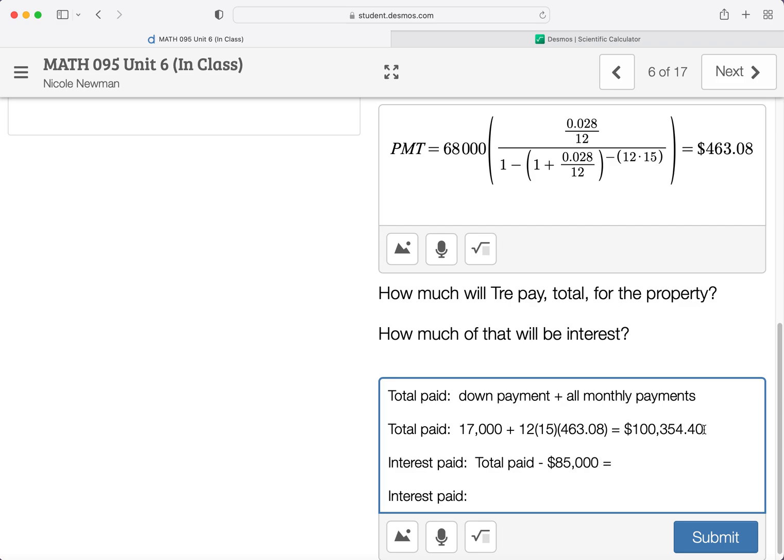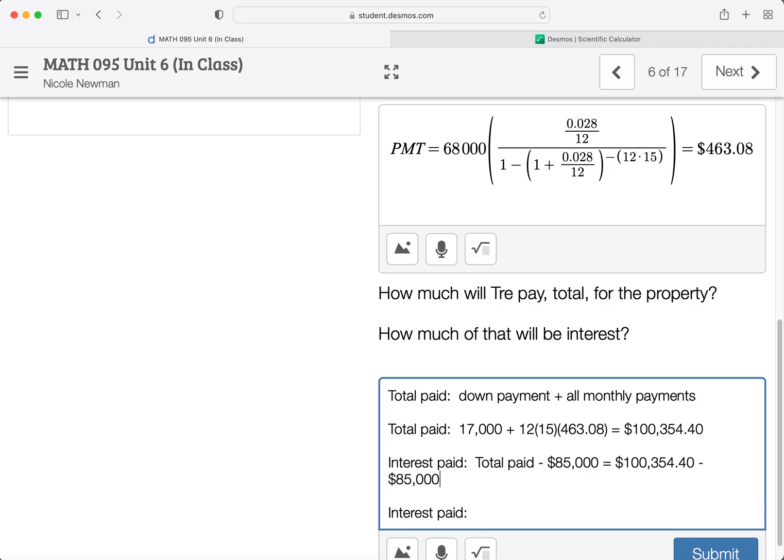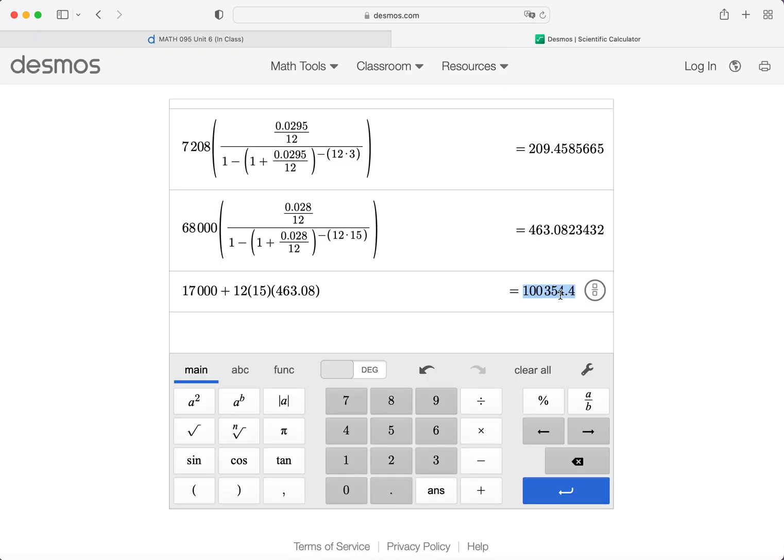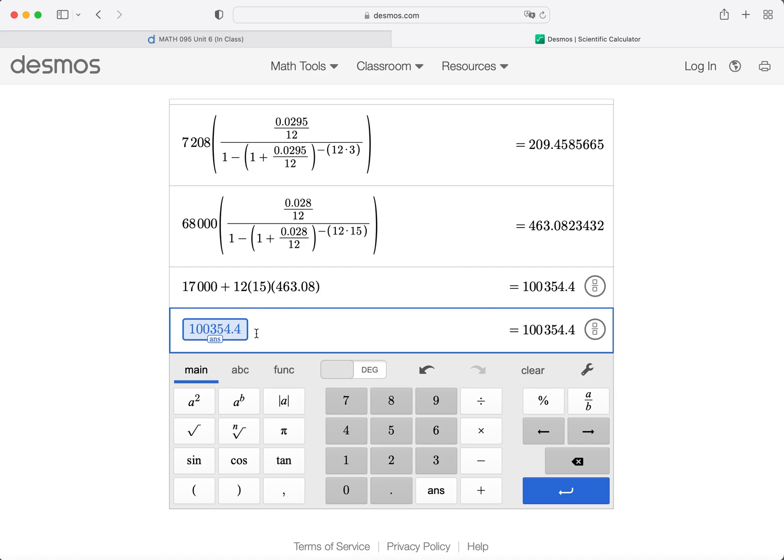To find the total interest that's paid, take the total that we paid, subtract off the $85,000. That was the purchase price, and that will give us our interest paid. We need to subtract 85 grand. So if I use the previous answer feature, it'll say, yes, that thing, subtract 85,000. There's my interest amount right there, $15,354.40.